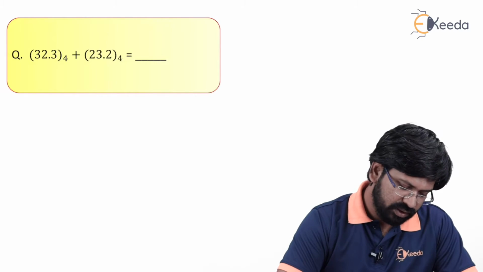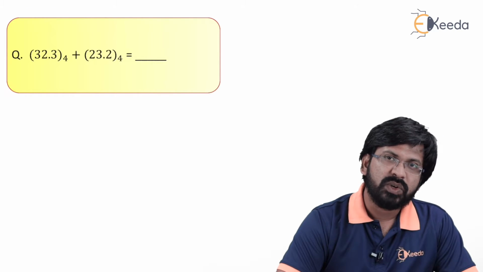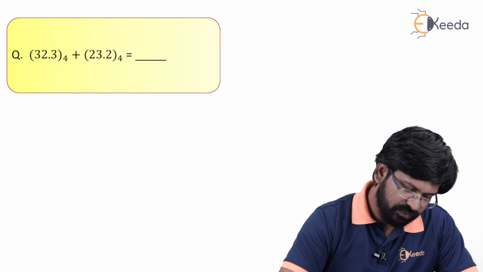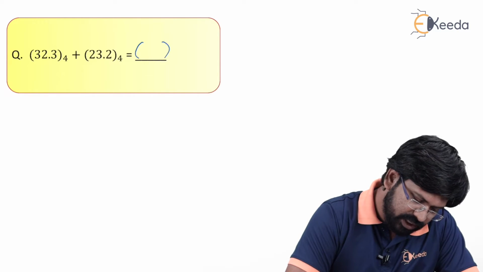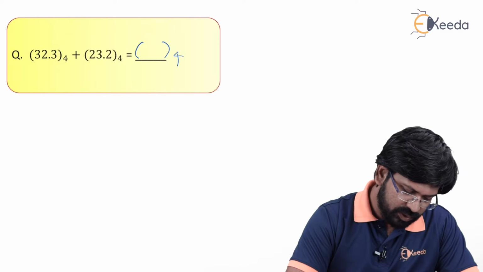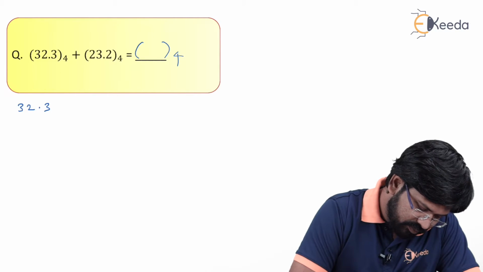32.3 having base 4 plus 23.2 having base 4. What is the answer? Of course, the answer has to be stated having base 4 only. Let's solve this problem: 32.3 plus 23.2.